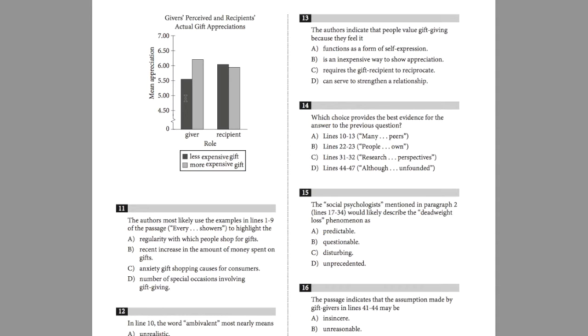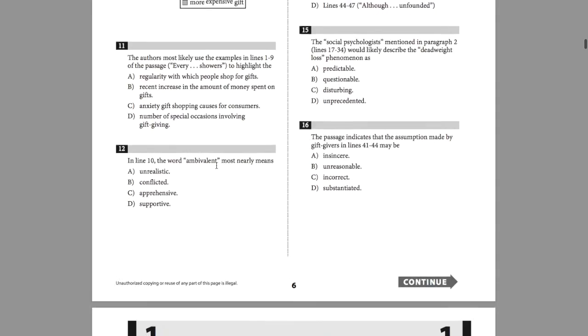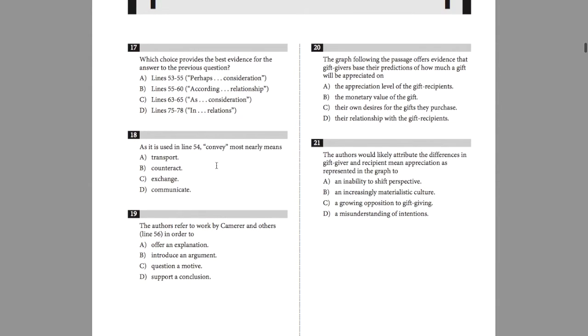So all we need to do is find the answer that says the givers believe more expensive means more appreciation. I always like to simplify it like that. And ultimately, more expensive means more appreciation. That's represented by answer choice B, the monetary value of the gift. Okay, so we've seen the SAT just reworded that the gift is more expensive and said the monetary value of the gift equals greater appreciation.